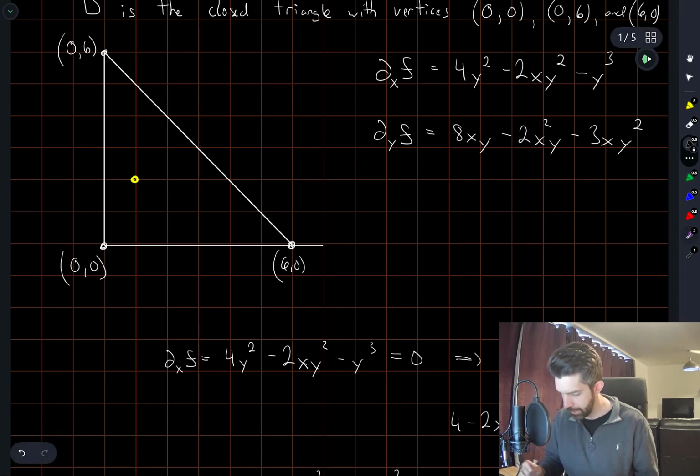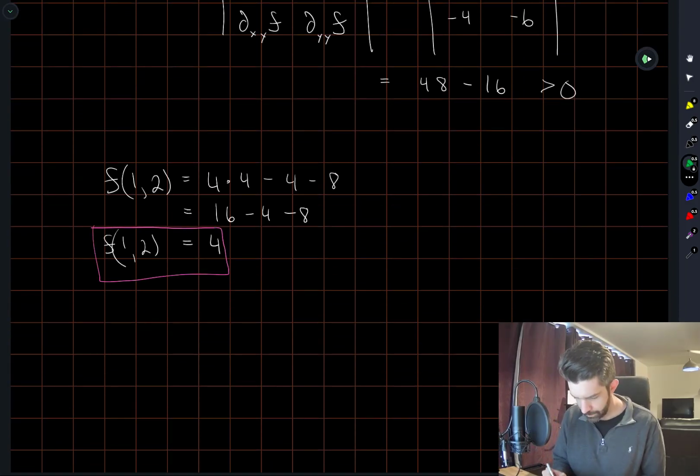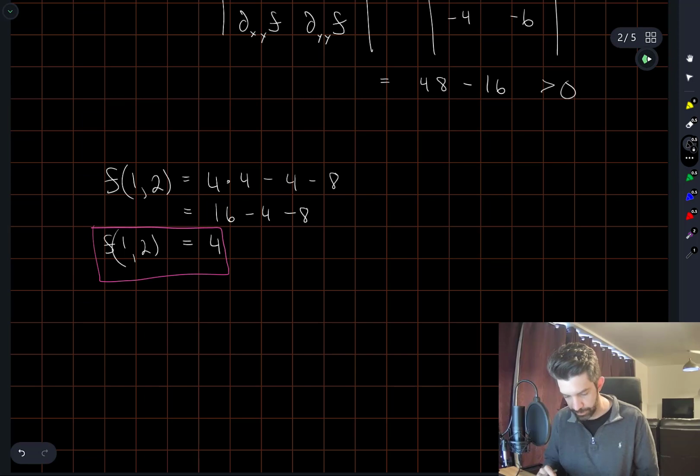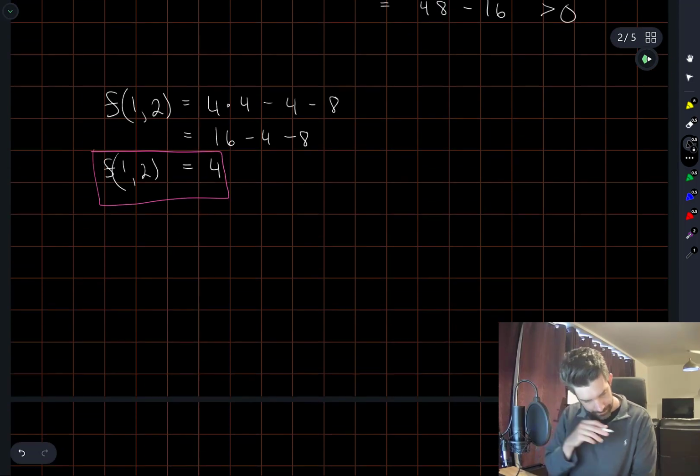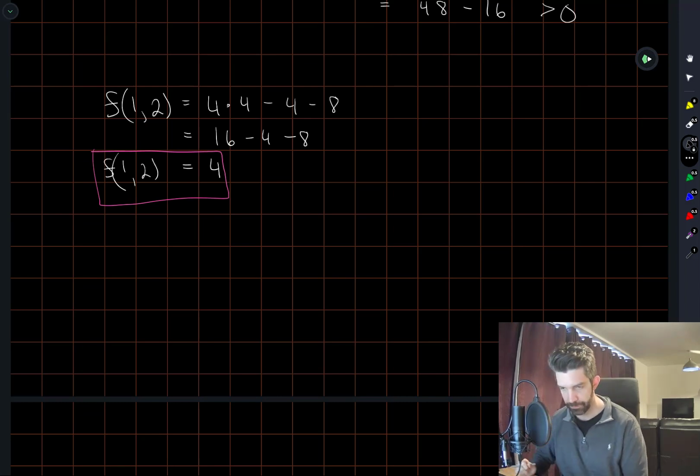So let's figure out what the value of the function is there. Okay, so the value of our function is 4 at this point. And that's going to be the only interior minimum or maximum. So what I want to do now is look along the 3 edges of the triangle and find both the minimum and maximum along those points.